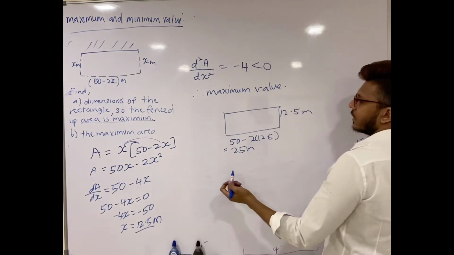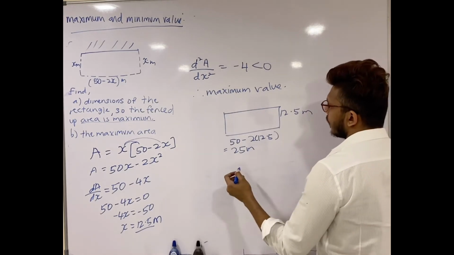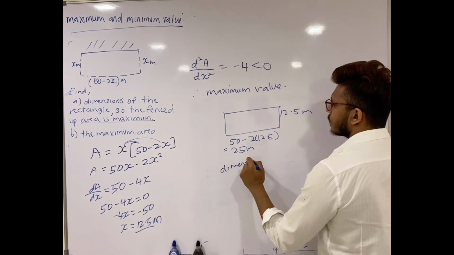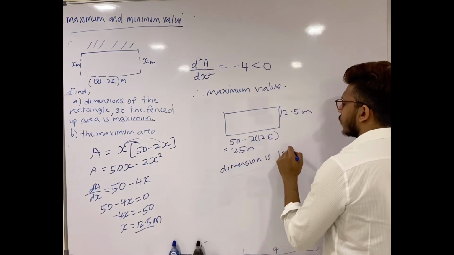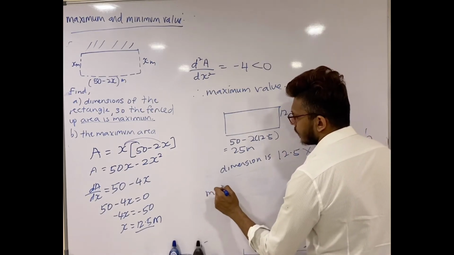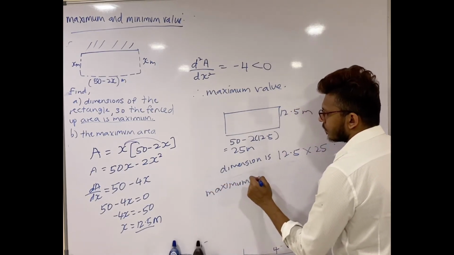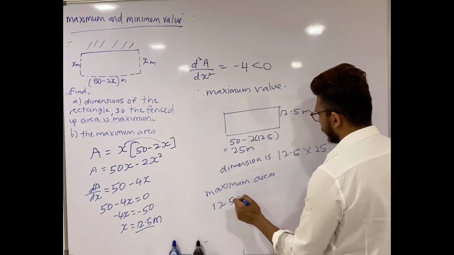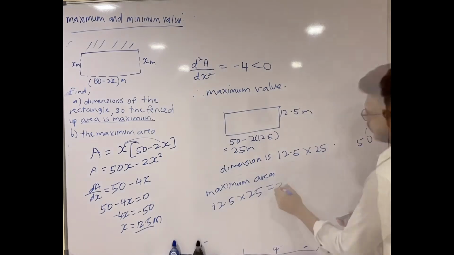So based on this, we know the dimension is going to be 12.5 times 25. Now the maximum area will be 12.5 times 25. How much is that?